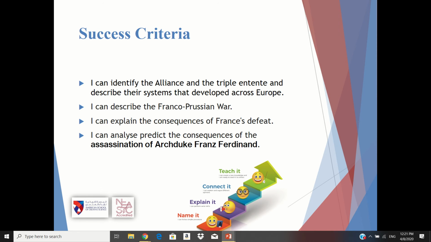Success criteria: I can identify the alliance and the Triple Entente and describe their systems that developed across Europe. I can describe the Franco-Prussian War. I can explain the consequences of France's defeat. I can analyze and predict the consequences of the assassination of Archduke Franz Ferdinand.